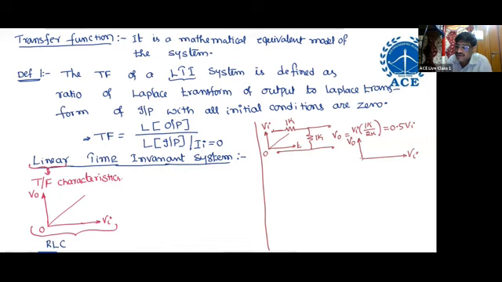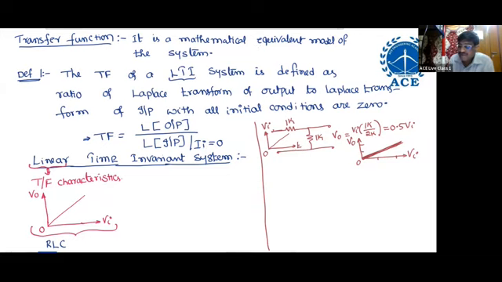Vi is 0, then V naught is also 0. Vi is 1 volt, V naught is 0.5. Vi is 2 volts, V naught is 1. That means if you draw the transfer characteristics, we get a linear one. RLC components give linear transfer characteristics.